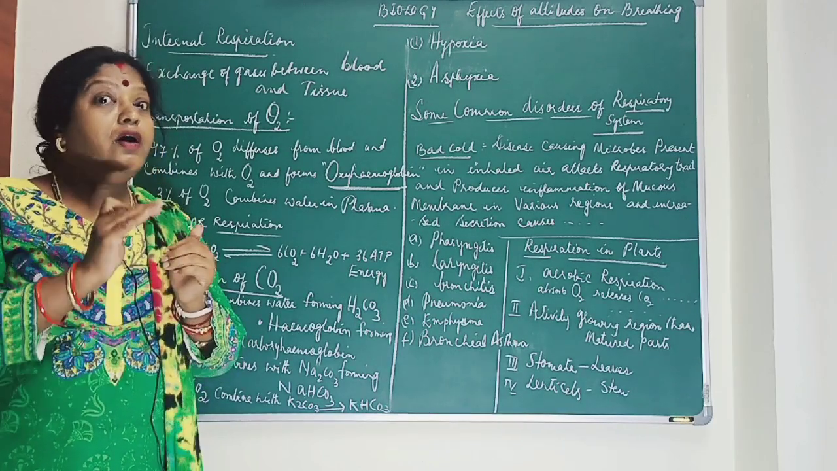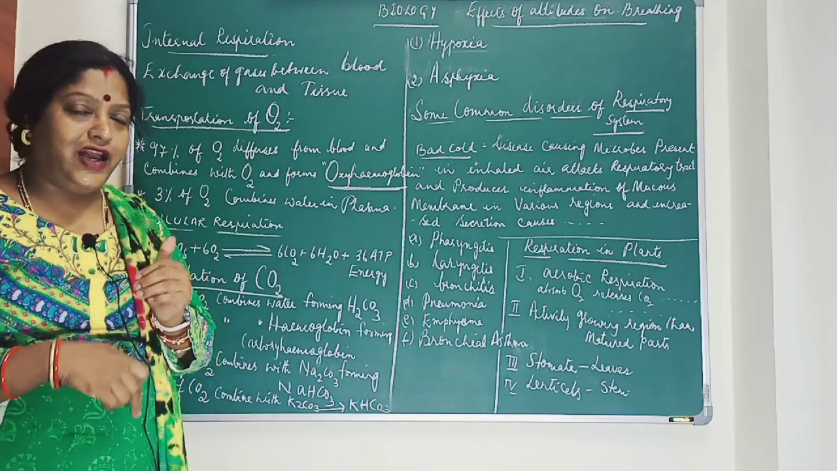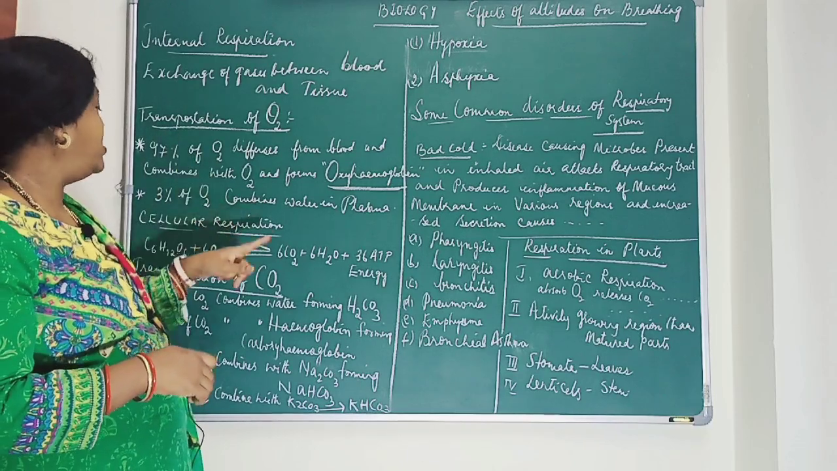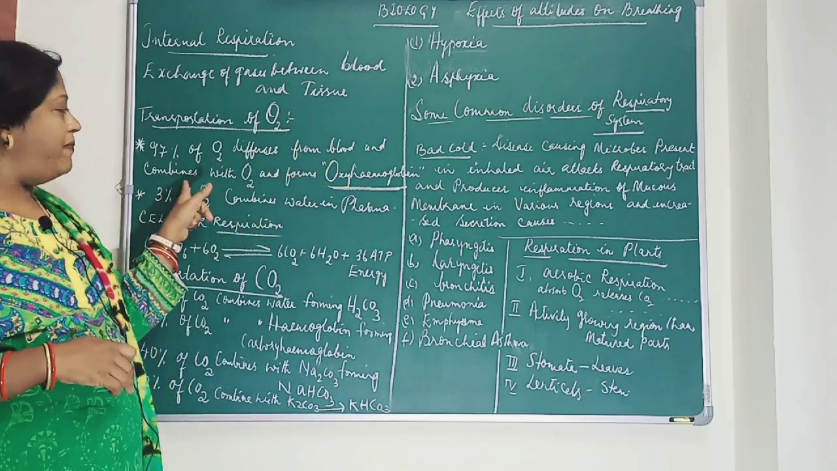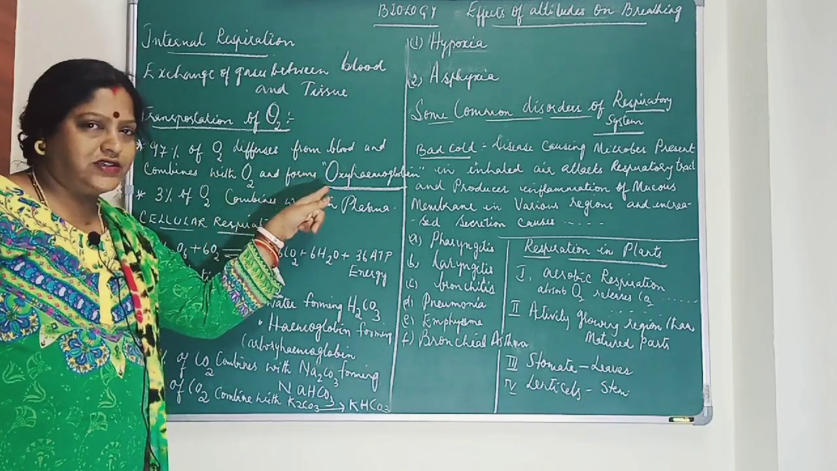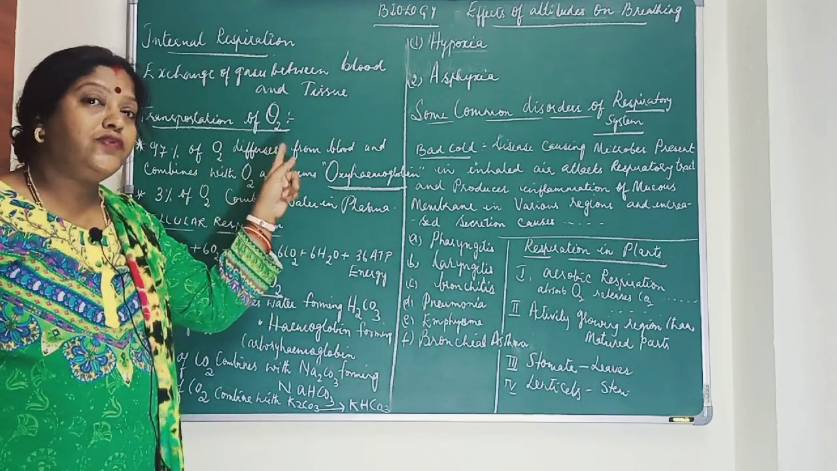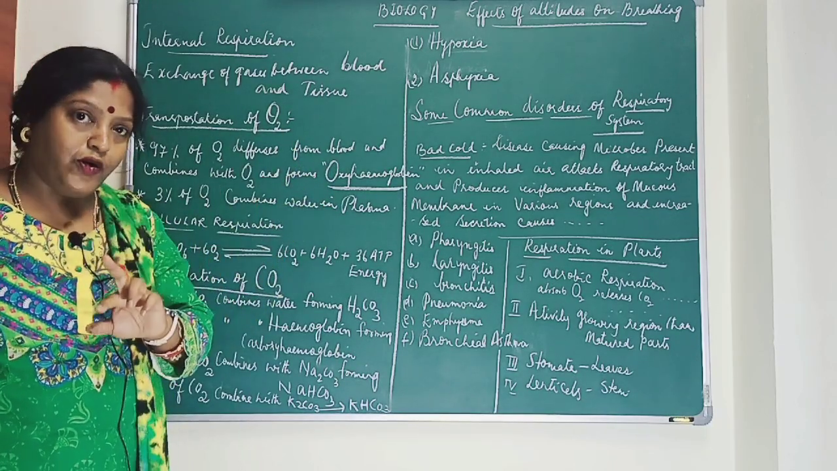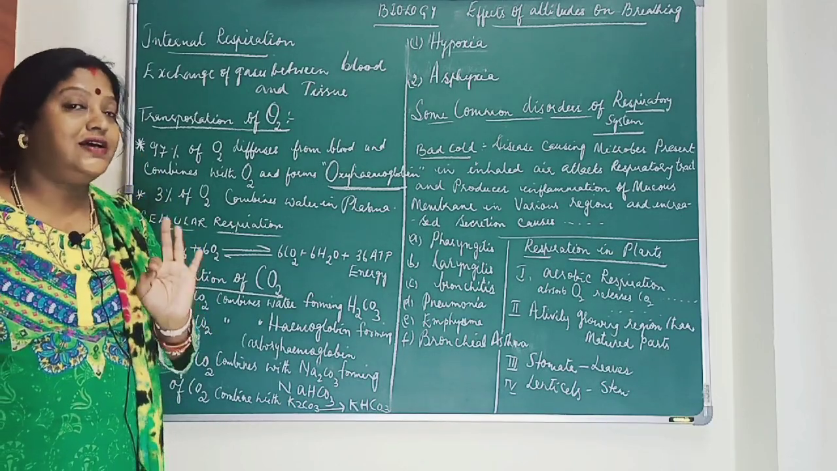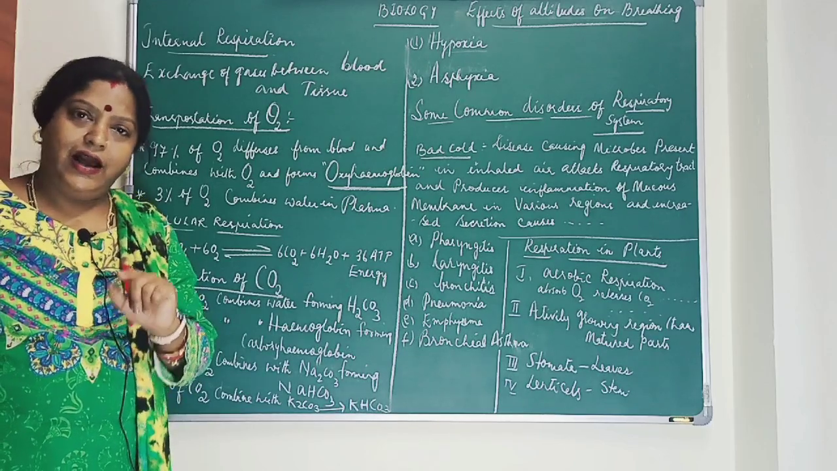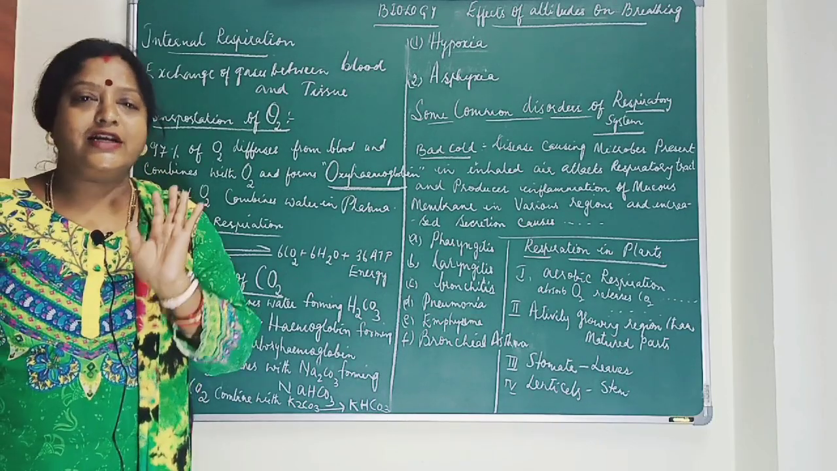So the oxygen from the blood enters into the tissue, and then what happens, we'll see. After entering into the tissue, 97% of the oxygen diffuses from the blood and combines with hemoglobin and forms oxyhemoglobin, and the remaining 3% of oxygen combines with water present in the blood. Now oxygen enters into the cell and cellular respiration takes place.